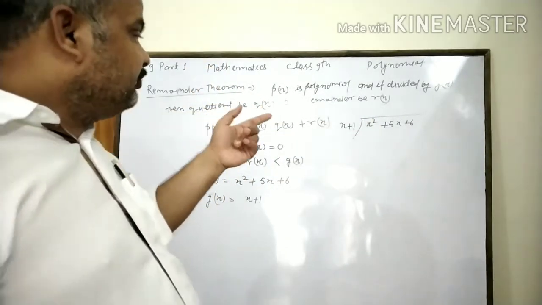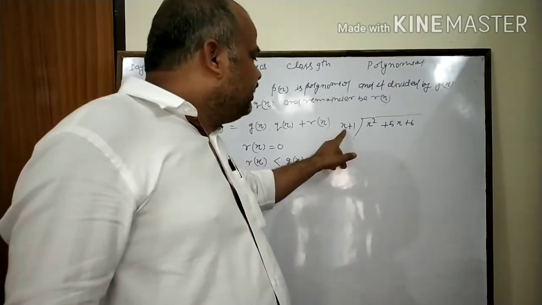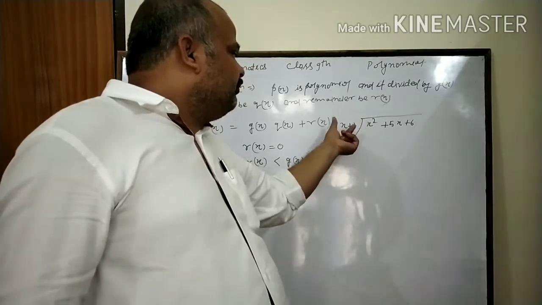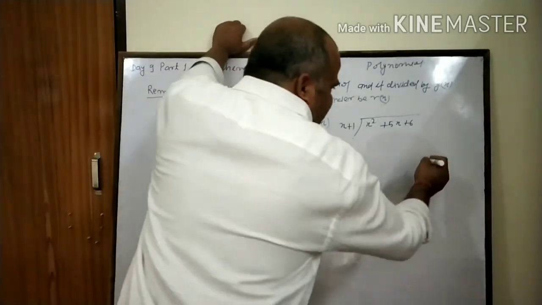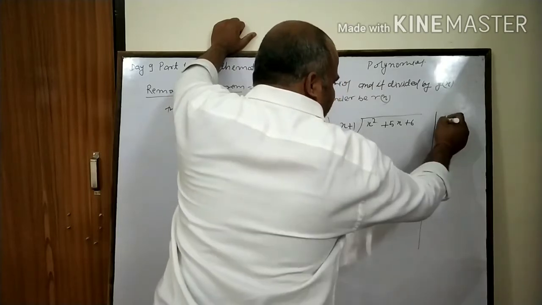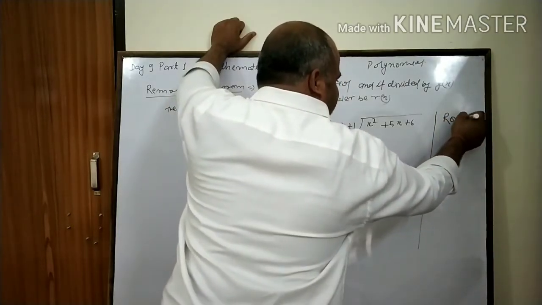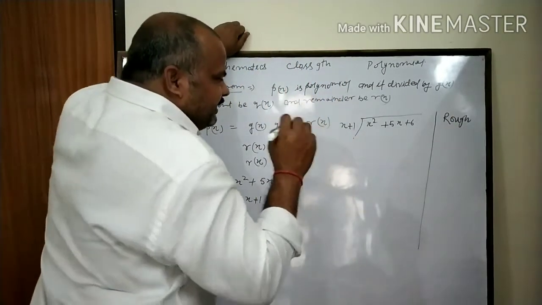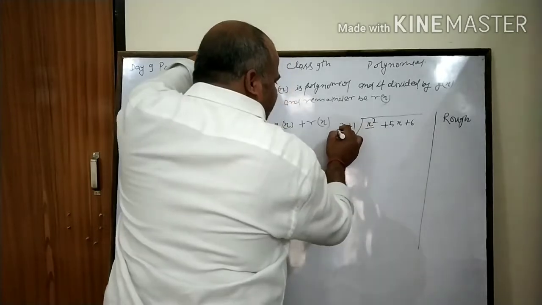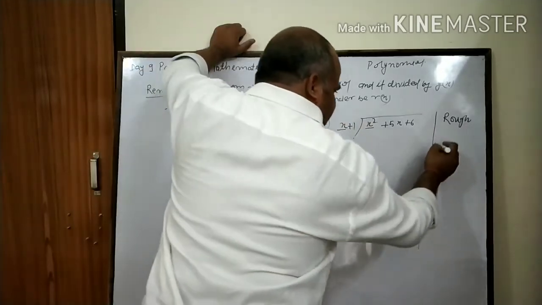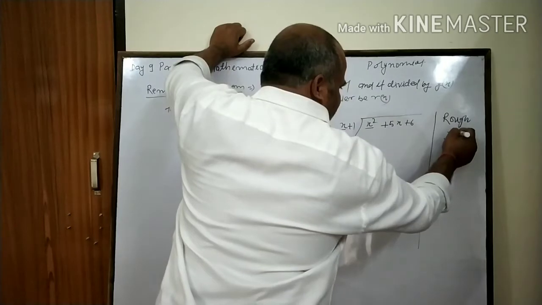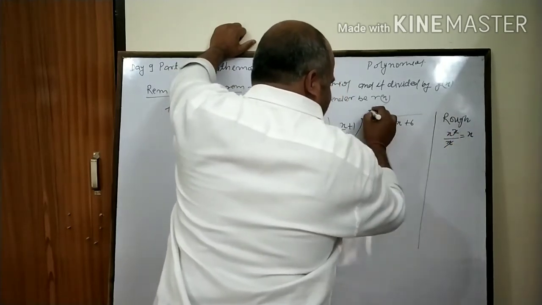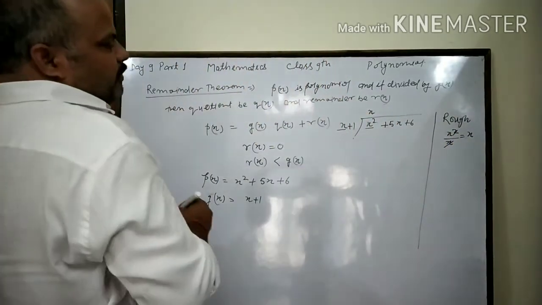Now here what you can do, we divide, we take one term. For this you can do it on rough. Here on your copy you can write "rough". Clear? Then we take the first term of the dividend and the first term of the divisor. The first term is x square and it is x. You know that both are cancelled, then we get x. Now we got the quotient x.